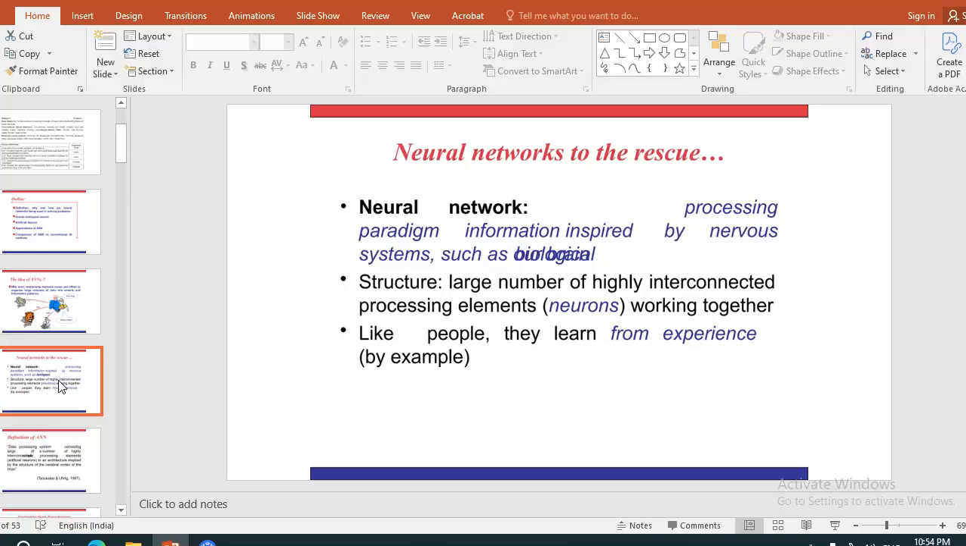For example, a neural network is an information processing paradigm inspired by the nervous system, such as neurons. The structure is a large number of interconnected neurons working together, and that is a neural network. It learns based on experience.